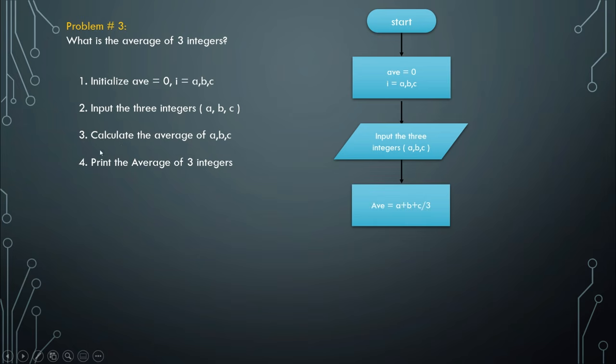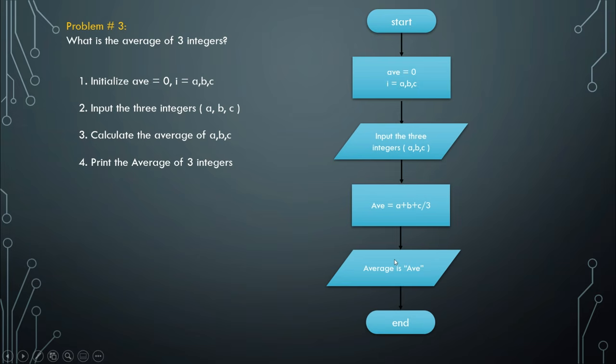Tapos, next, calculate the average of A, B, and C. So, process yon. Average is equals to A plus B plus C divided by 3. Okay? So, next, print average. Ang sabi ko dito, pag nakuha na yung average, i-print kung ano yung value nito. Then, end. So, that's it. Ganun lang kung paano mo makuha yung average ng 3 integers.